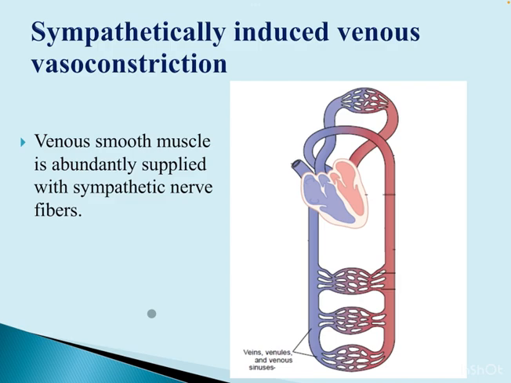Sympathetically induced vasoconstriction: venous smooth muscle is abundantly supplied with sympathetic nerve fibers. Sympathetic stimulation causes venous vasoconstriction, which modestly elevates the venous pressure, which in turn increases the pressure gradient to drive more of the stored blood from the veins to the right atrium, thereby enhancing the venous return.